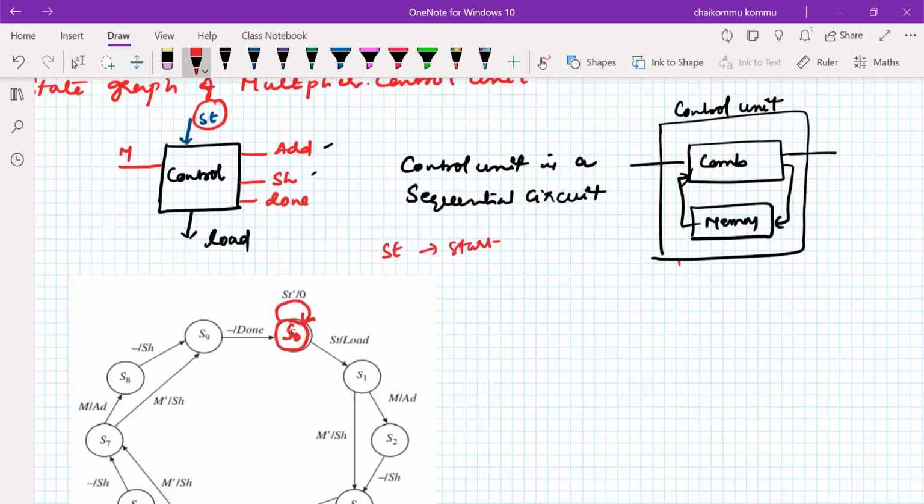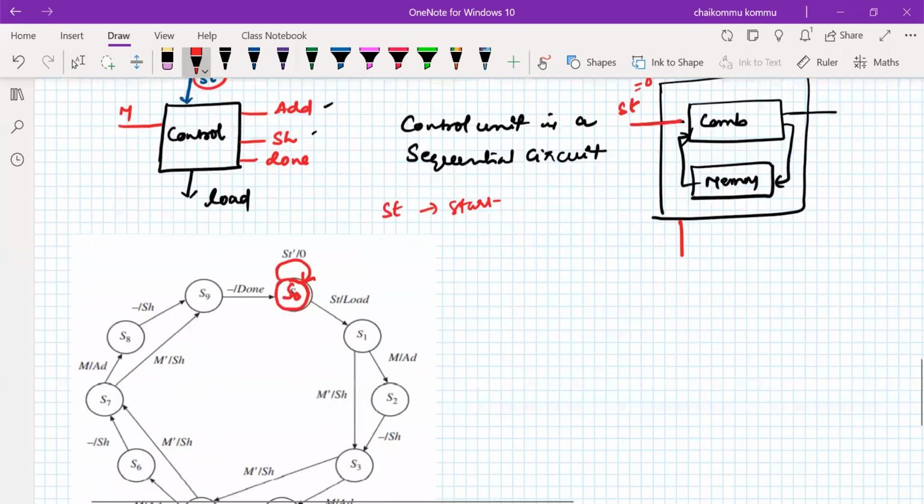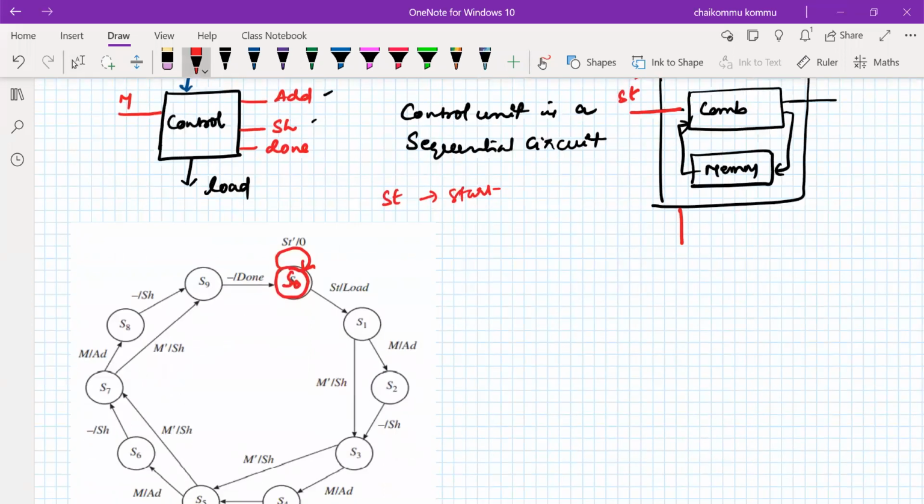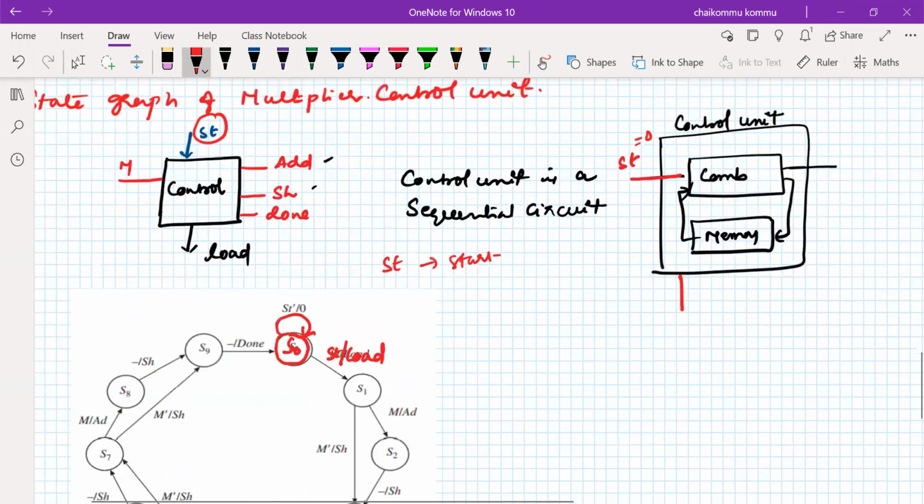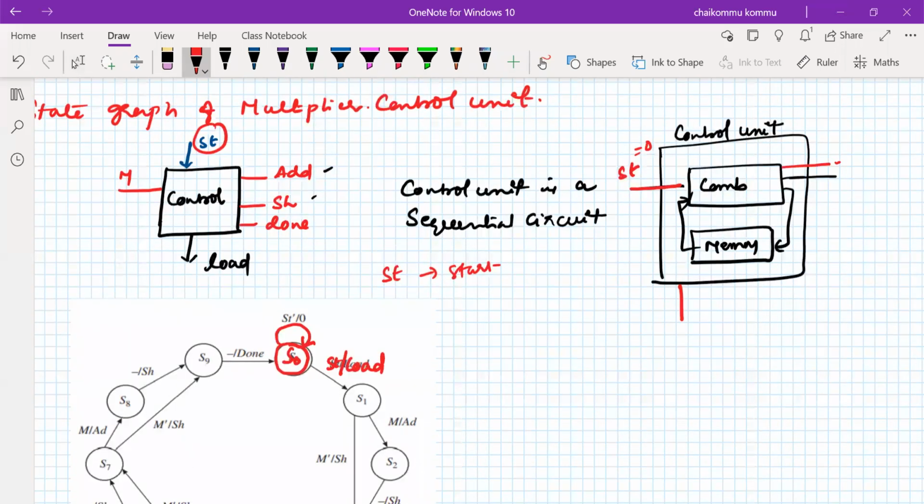Now there is a start signal here. If the start signal is equal to 0, don't do anything, let it keep quiet like that only. For example, if the start signal ST is there, what has to happen? The load output must be generated. So whenever the start signal is equal to 1, it has to generate the load signal.